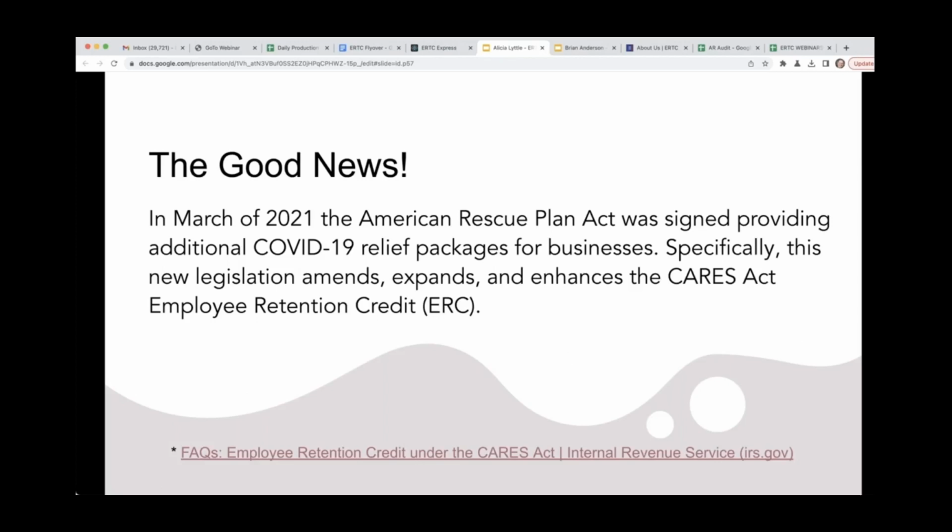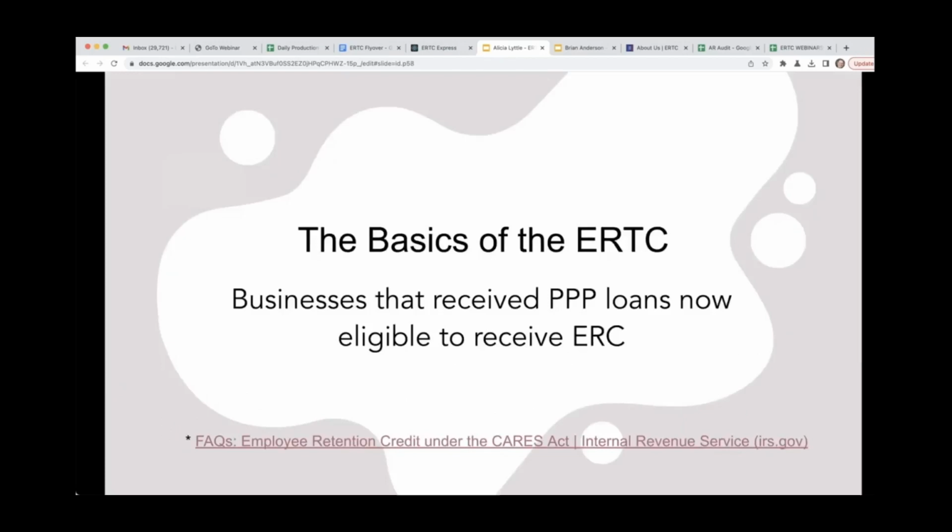So this thing amended, expanded, enhanced this original program called Employee Retention Tax Credit. So, all right, government, they got it right twice. You're thinking, oh my gosh. Well, now businesses that had received the PPP are eligible, or were eligible as of March of 21, to receive this other bucket of money. Awesome.